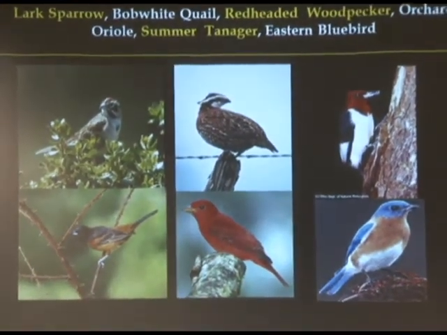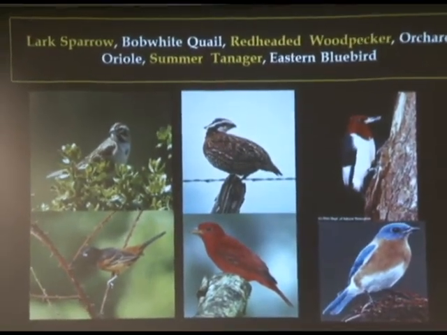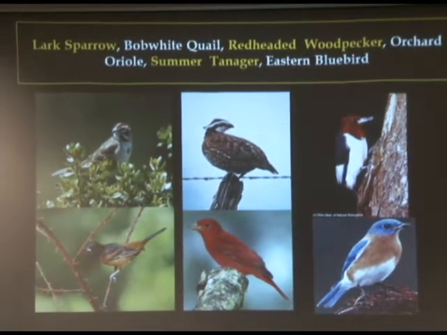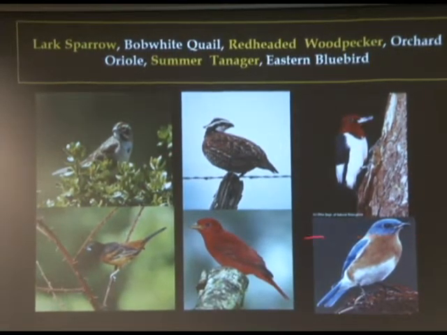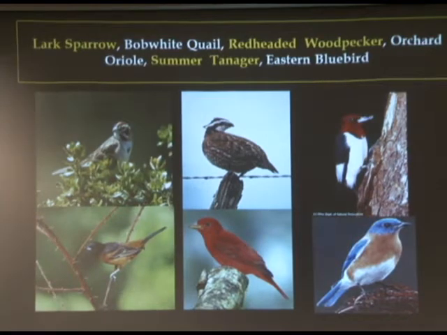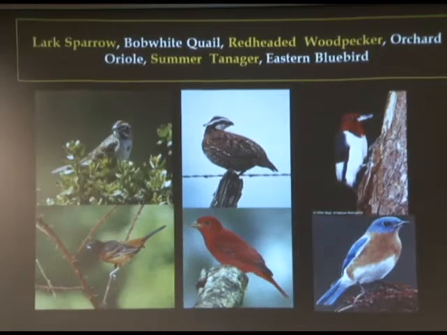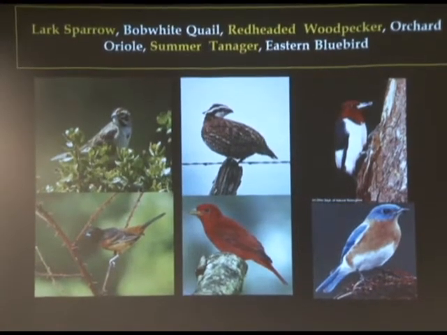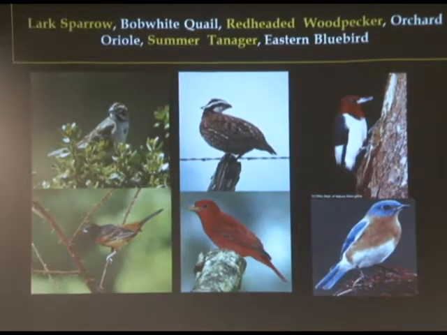Okay, so here's sort of a mugshot of what we call savanna birds that you'll see down there. Quite a few of them: lark sparrow, bobwhite quail, red-headed woodpecker, bluebird, summer tanager, and the orchard oriole. And this guy over here, the red-headed woodpecker, is sort of the same story as the quail. We had a study done on those guys as well, and it turns out some of the highest concentrations of red-headed woodpeckers are in the savannas. Red-headed woodpeckers are declining all over, even in city parks, which is essentially a savanna with mowed grass and scattered big trees, if you think about it.